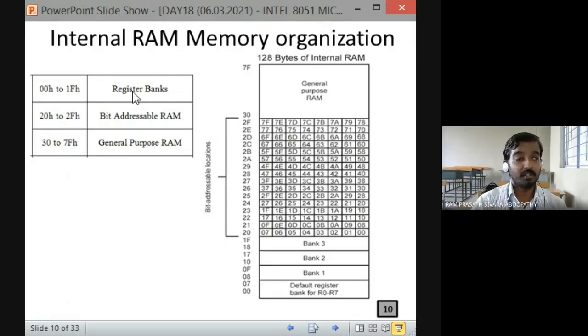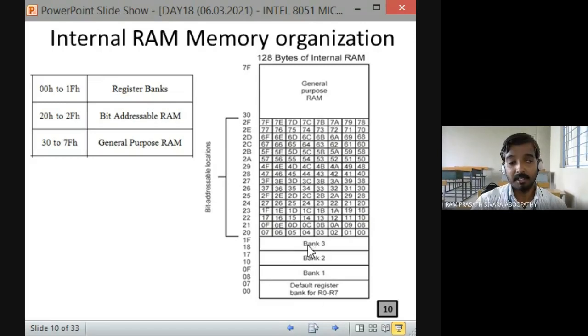Coming to register banks, here we have 4 banks of registers. Each bank has 8 registers named R0 to R7. Totally, how many register banks do we have? 4 register banks. Each register bank has 8 registers named R0, R1, R2, R3, R4, R5, R6, R7. 8 registers are available in each bank. So totally we have 4 register banks. In total, how many registers will we have in the register bank area?